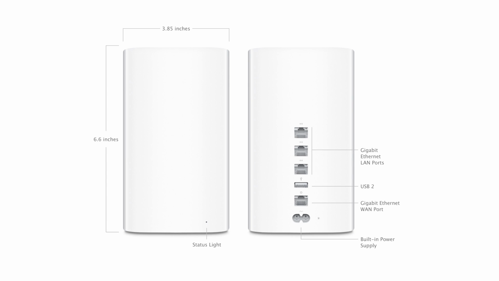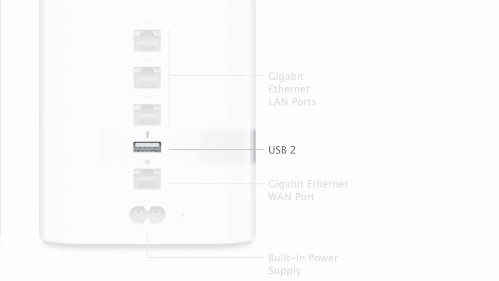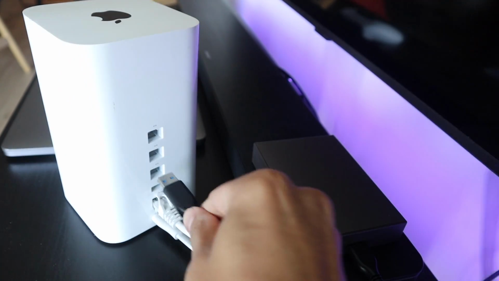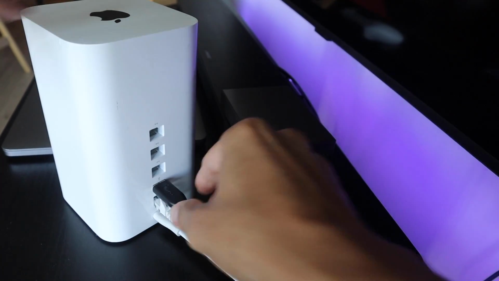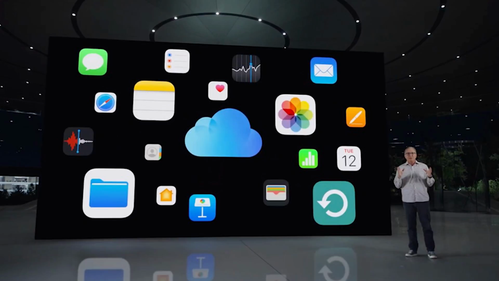Now, if we take a look at the back of the AirPort Extreme, one of the important things to note is that it's going to have a USB type A port. It's a 2.0 speed, so it's not super fast, but with this port, we're gonna be able to connect our external hard drive and connect wirelessly with any of our Apple devices. But you still might be asking yourself, how is this going to save storage on your iCloud?